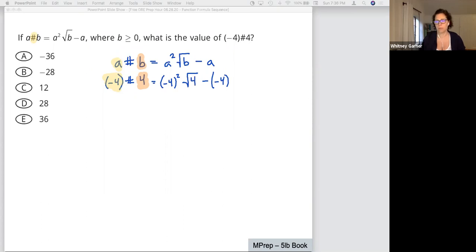Once you have them all plugged in, now you're going to multiply them through. So -4 squared is 16. The square root of 4 is 2. If I subtract a -4, that's the same as adding 4. So 32 plus 4 is 36. Let's try it again.